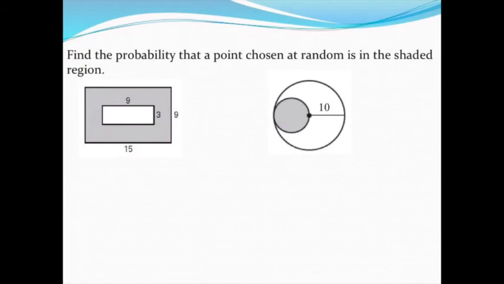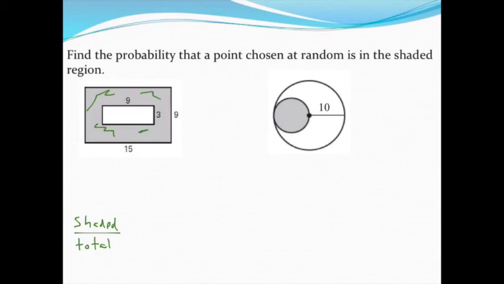To find the probability that we select a point at random that lies in the shaded region of these figures, we're going to set up a fraction, and that fraction is going to be the area of the shaded region divided by the total area of the figure. Setting up that fraction will help us find the probability. We'll divide that to get a decimal, and then multiply that decimal by 100 to get our percentage.